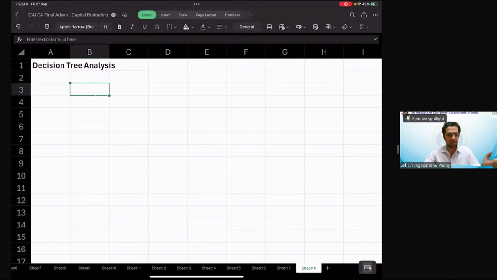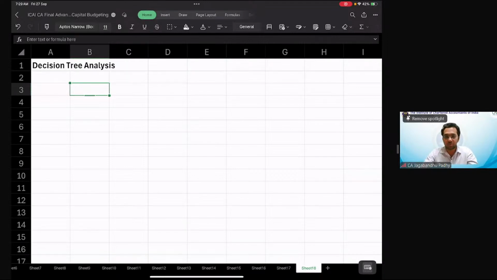Decision tree analysis. Have you heard of this term, decision tree, anytime, guys? Yes. Not in my session, but earlier during your graduation or in your mathematics or statistics paper, you might have done something called a decision tree, right? That is now going to be combined with capital budgeting, and that's going to be part of our discussion in the next possibly an hour.